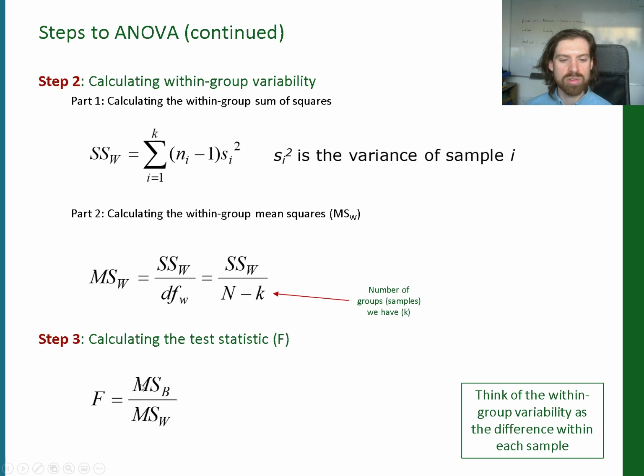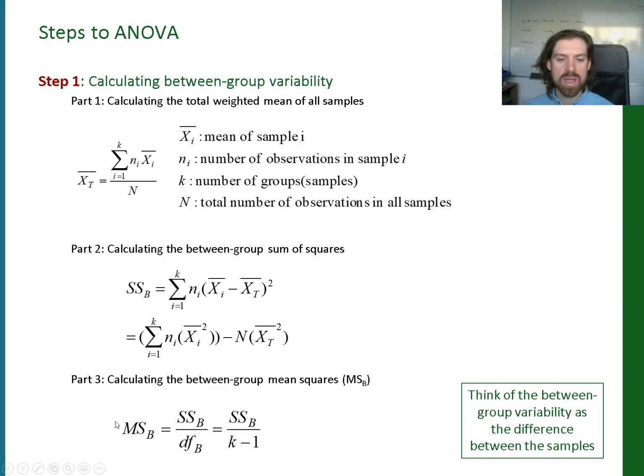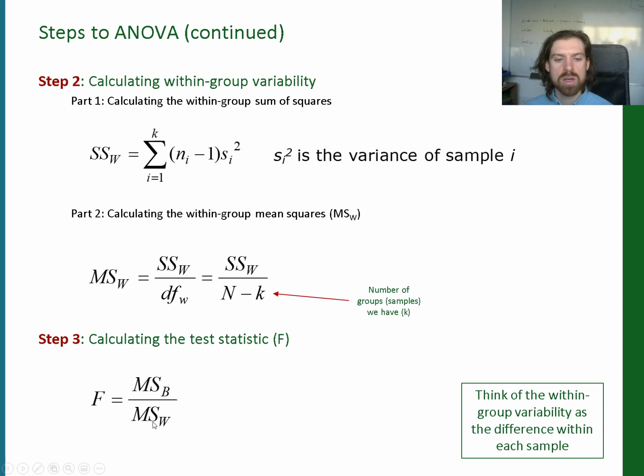When we've done that, we take the results of step 1 and step 2 and get our F-test statistic. Remember the between group mean squares value at the end of step 1 part 3 forms the numerator here, and for step 2 part 2, we take the MSW value and use that as the denominator, and that provides us with the F-test statistic. So just think of the within group variability that we've calculated here in step 2 as the difference within each sample.